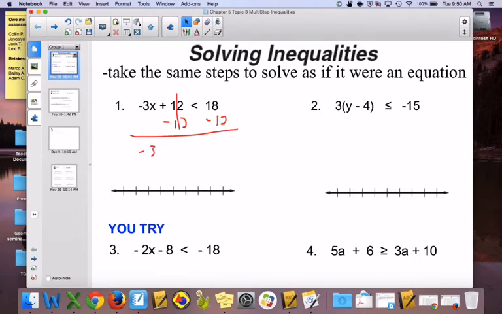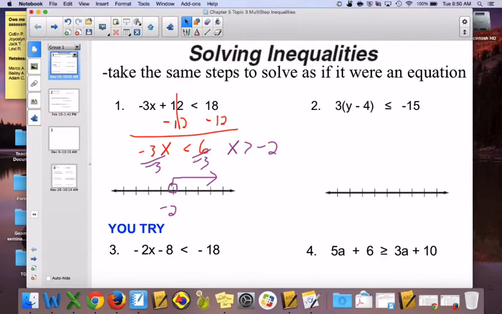Okay. And we're left with negative 3x is less than 6. In this case, remember the rule we learned prior that says if you multiply or divide by a negative number, then you have to flip the sign. So we're going to be dividing by negative 3 here to get x is greater than negative 2. And we graph our answer the same way we have in the past. I put a negative 2 down here, do an open circle, and to the right.